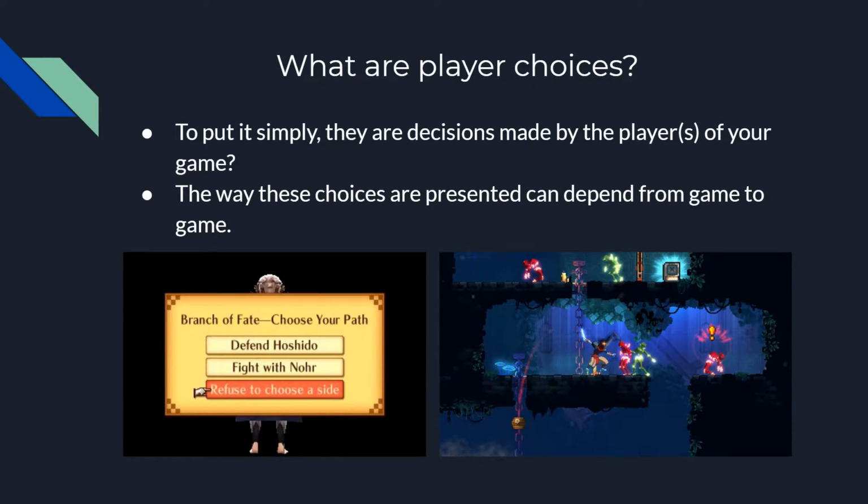But the way these choices can be presented can depend from game to game. I have two examples up here, one on the left is Fire Emblem Fates, and the one on the right is Dead Cells. Sometimes choices can be as explicit as the one on the left, where you're literally given a dialogue box and you choose which option you want, and the choices might reflect into the game. But they could also be more subtle inside of your game through, say, level design, where in Dead Cells, in this scenario, there's a lot of choices that the player could take.